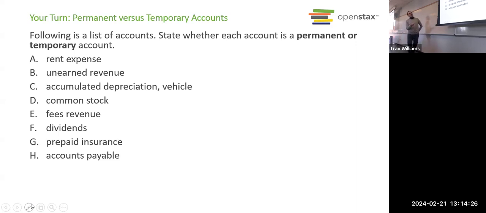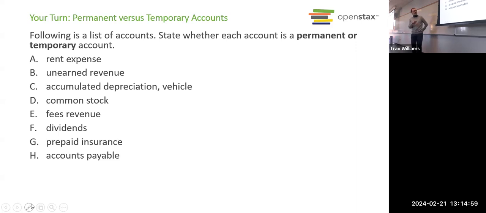Then how about accumulated depreciation? Is that revenue, expense, or dividend? It's none of the above, right? This is not revenue, this is not an expense. Now there is such a thing as depreciation expense, but that's not what this is. This is accumulated depreciation on a vehicle. That is not revenue, it's not an expense, it is not a dividend, so it would be permanent.